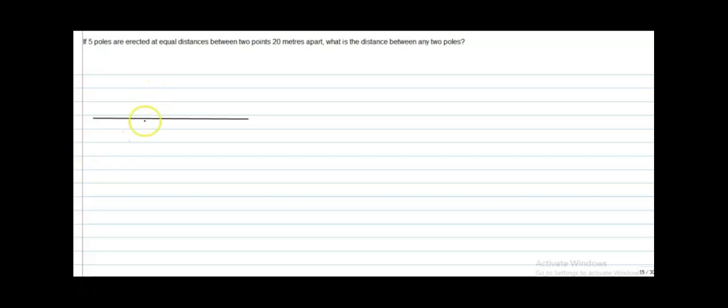If 5 poles are erected at equal distances between 2 points 20 meters apart, what is the distance between any 2 poles? Let us consider the points to be located here on this line, and the distance between the points be 20 meters. Then 5 poles have to be erected. So we can erect the poles as at these places. Already 2 poles are erected.